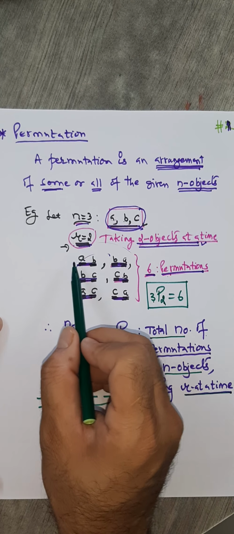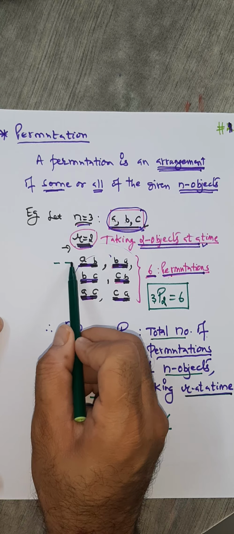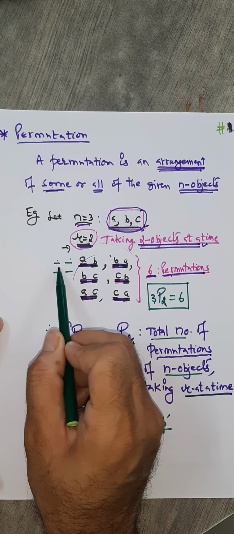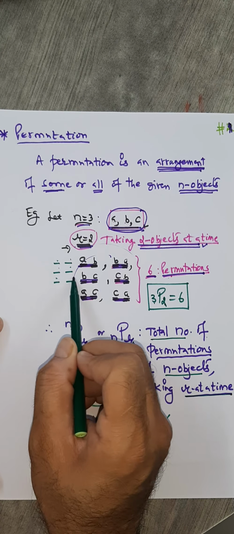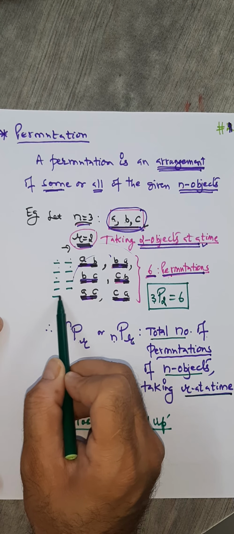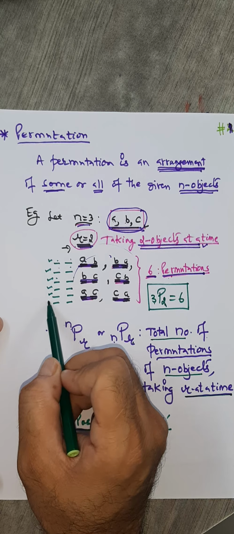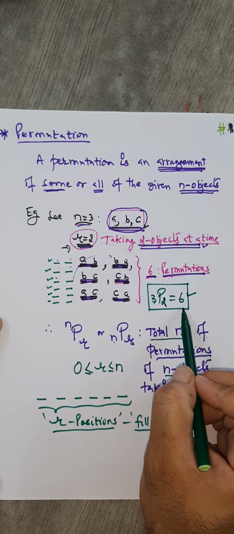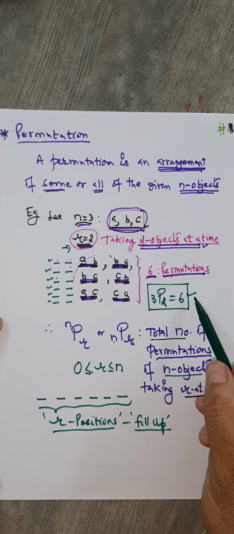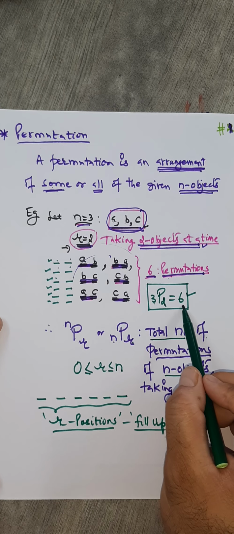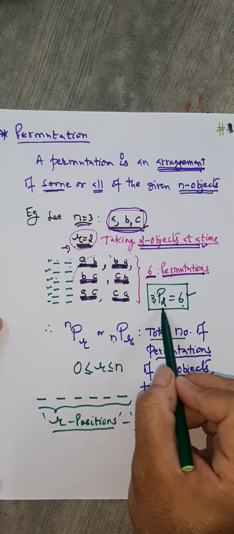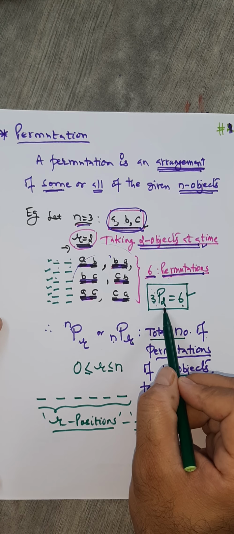Here, how many positions are you filling up every time? 2, 2. 1, 2. 1, 2. AB, BA. 1, 2. BC, CB. Then AC, CA. So 1, 2, 3, 4, 5, 6. 6 permutations, 6 arrangements you can have out of 3 objects taking 2 at a time, remember.